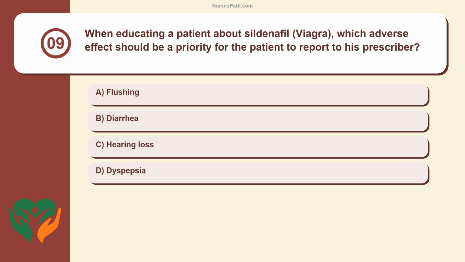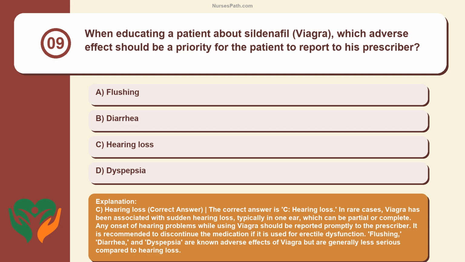Question 9. When educating a patient about sildenafil, Viagra, which adverse effects should be a priority for the patient to report to his prescriber? Flushing, diarrhea, hearing loss, dyspepsia. C. Hearing loss. Correct answer. The correct answer is C.